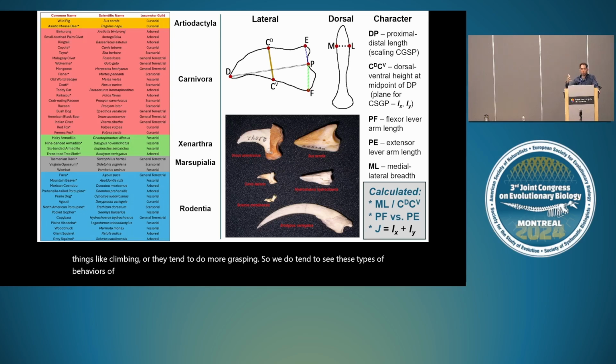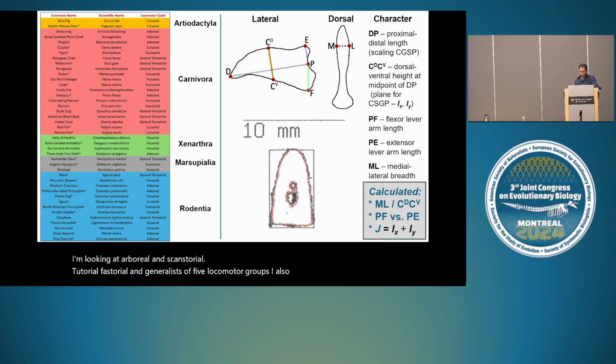Of course, I'm putting these into locomotor guilds. The locomotor guilds I'm looking at are arboreal and scansorial, cursorial, fossorial, and generalist. So 5 locomotor groups. I also calculated cross-sectional geometric properties using a pQCT scanner. I put these little bones into the pQCT and got cross-sectional shapes, so I was able to get the actual biomechanical properties out of them.